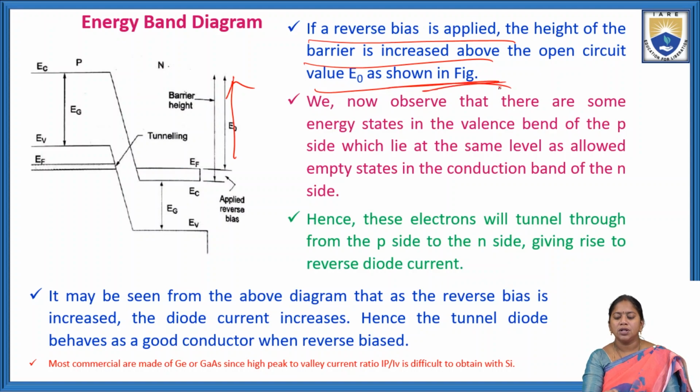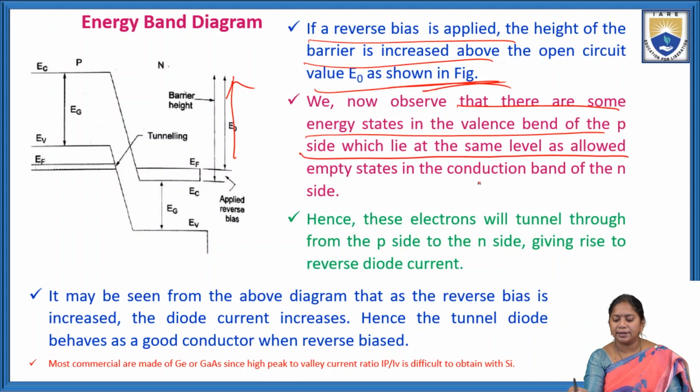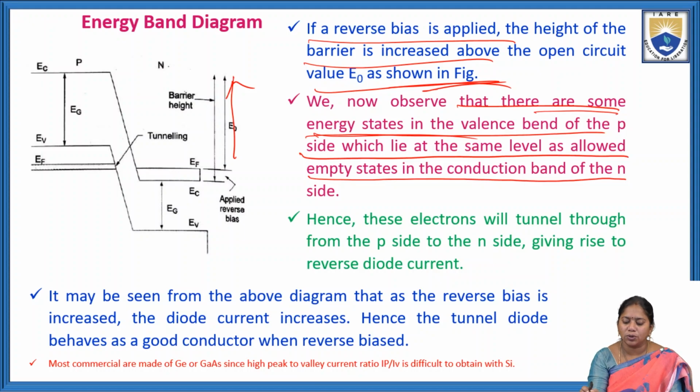We now observe that there are some energy states in the valence band of the P side which lie at the same level as allowed empty states in the conduction band of the N side. Conduction band means it consists of empty energy states, and valence band means it is filled states.